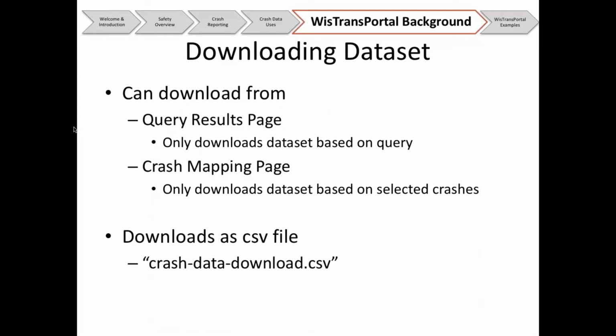I can download right from the query results page that we mentioned before. This will download the data set based on the query. If I download from the crash mapping page, it's only going to download the data set based on the selected crashes. All downloads will come through with this name, crash-data-download.csv. If I'm downloading more and I'm not changing the name, it'll come through with a 1, 2, 3 after that download component to it.